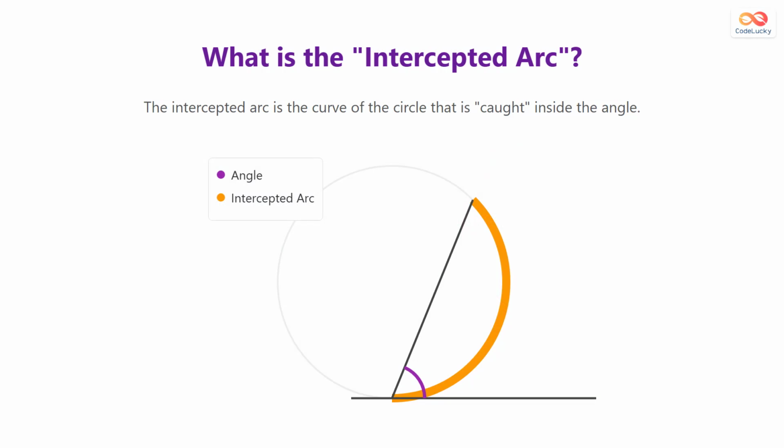To use this rule, you must identify the intercepted arc. This is the curved part of the circle that is trapped inside the angle. In our diagram, it is the highlighted curve between the chord and the point of tangency.